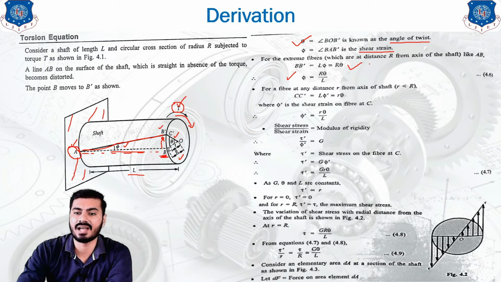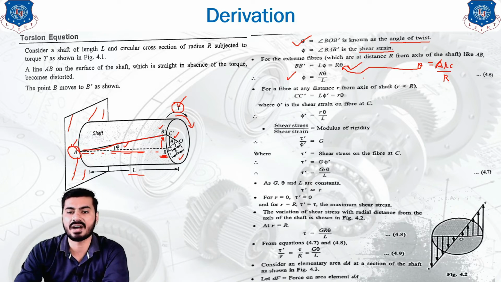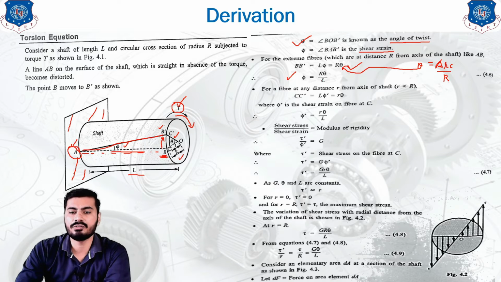It is nothing but the relationship between the angle equals arc length upon radius. So arc length upon radius will give you the answer of R theta like this. Okay, so this is our final answer of the BB dash, that can be written as L phi equals R theta. Now if you make phi the subject, then you will get the equation, that is phi equals R theta upon L.